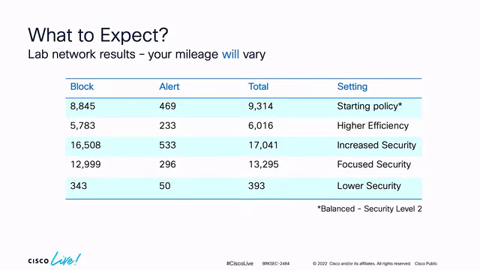Focus security, 13,000. So these numbers fall about where I would expect them to, right? That one falls somewhere below the security, but above where you start out from. And in lower security, like I said, don't do it. It just totally destroyed the rule set, right? I mean, from 9,000 to 393, you probably didn't want to do that.